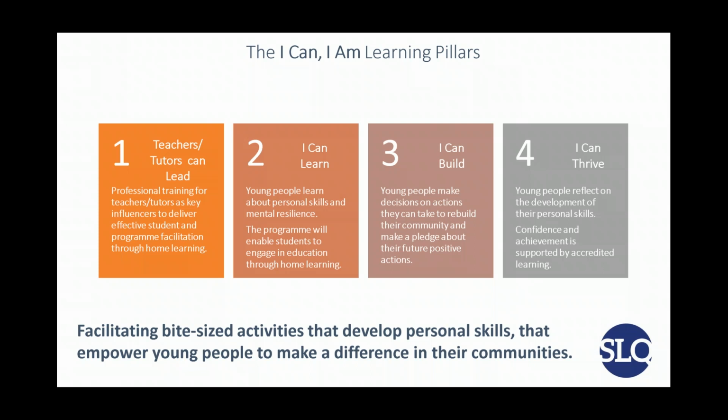For the young people themselves, it is taking them through 3 further learning pillars. First of all, they will go through an I Can Learn pillar, where they get knowledge about skills that they can use and how they can use those moving forward. They then go through an I Can Build pillar, which is about the young person carrying out activities and making decisions on how they can act, such as social interactions in the current lockdown situation. And then finally, it's reflecting back on what skills they've built and how they can use that in the future to help them to progress, or to carry out their pledge that they make as part of the programme. All of this is carried out through bite-sized activities that Maria will take you through as we go through the presentation. Next slide, please, Maria.